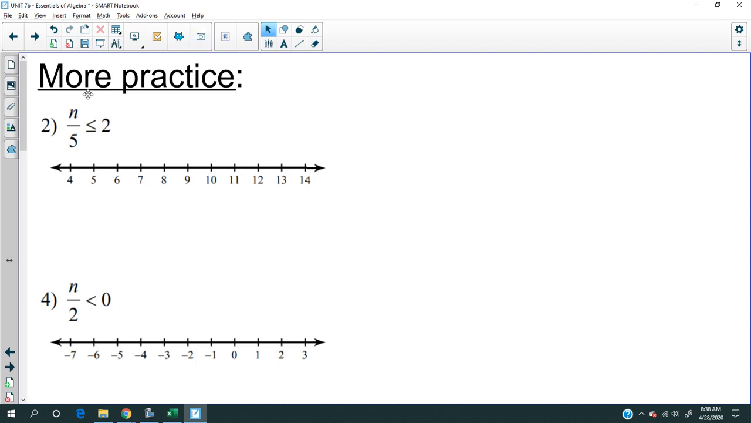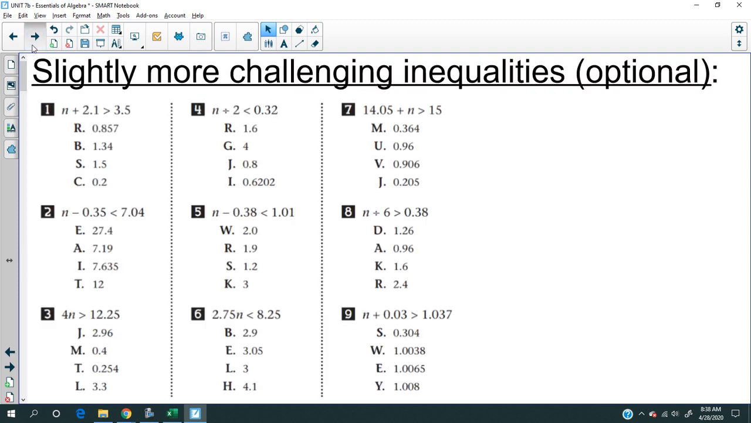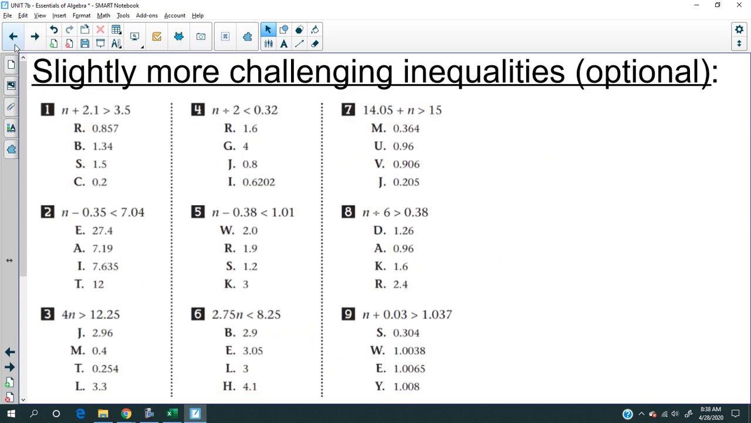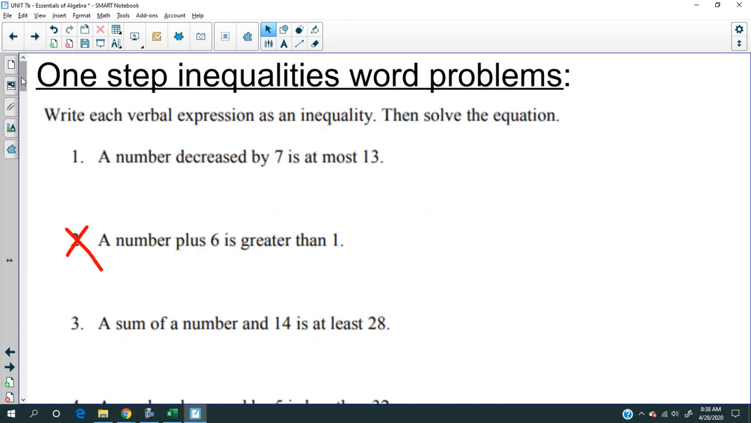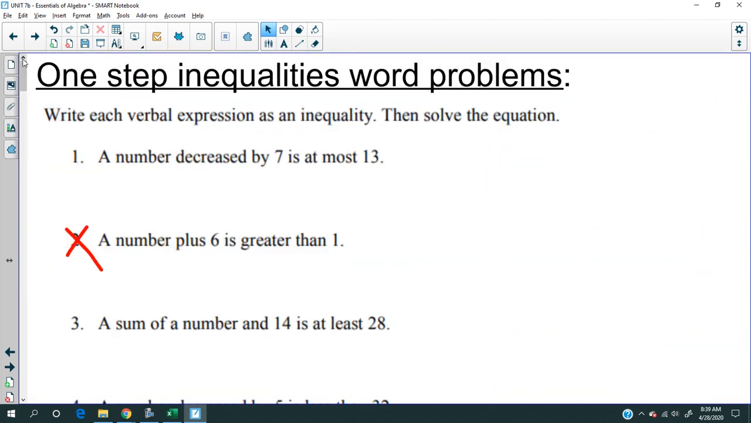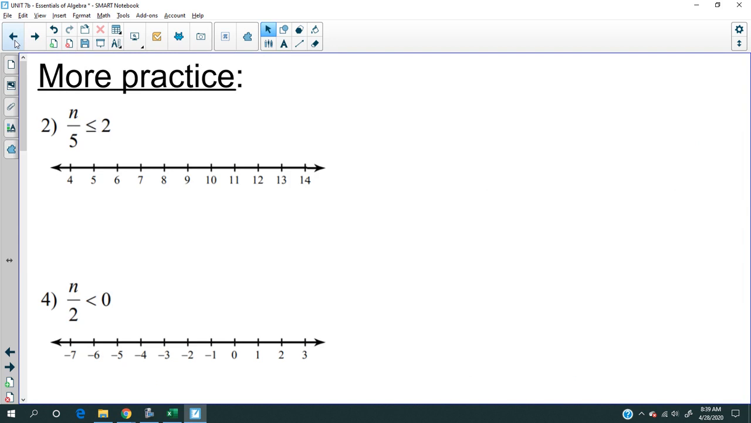Hold on. Let me check something. Where are the problems? Oh, yeah. Okay, all right, yeah. And then we'll go from there. Okay, all right. So let's see.